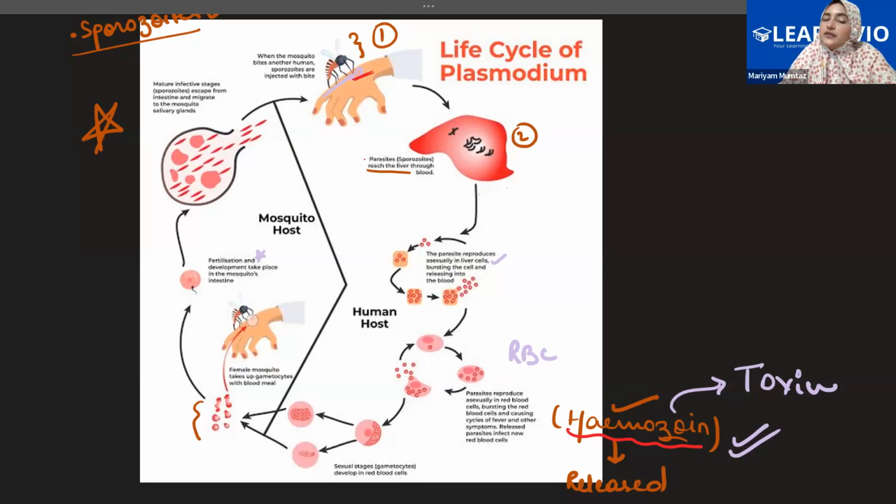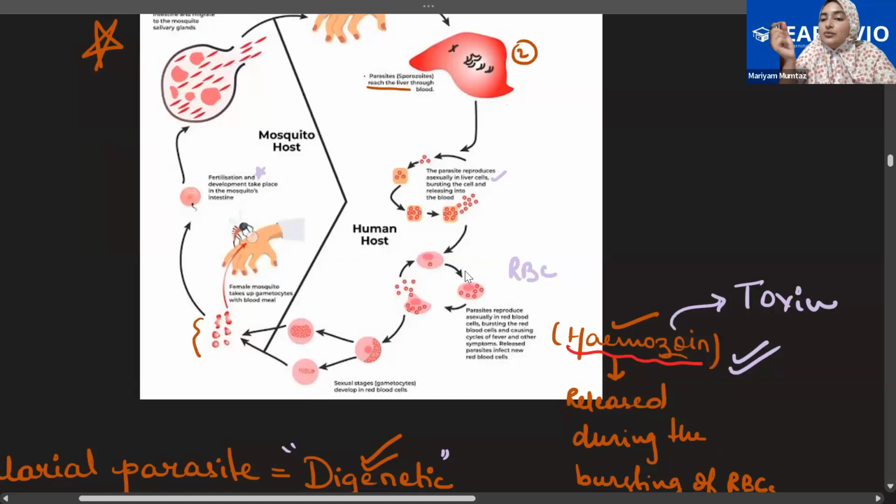Now, after it has been released into the blood, it goes into the liver, with the help of the bloodstream only. Inside the liver, it starts reproducing asexually, meaning asexual reproduction takes place in the liver. Once the asexual reproduction has been completed, it bursts open the liver cells and gets released into the blood yet again. This is the first asexual stage that happens in them. After they get released into the blood, they again migrate to the RBC.